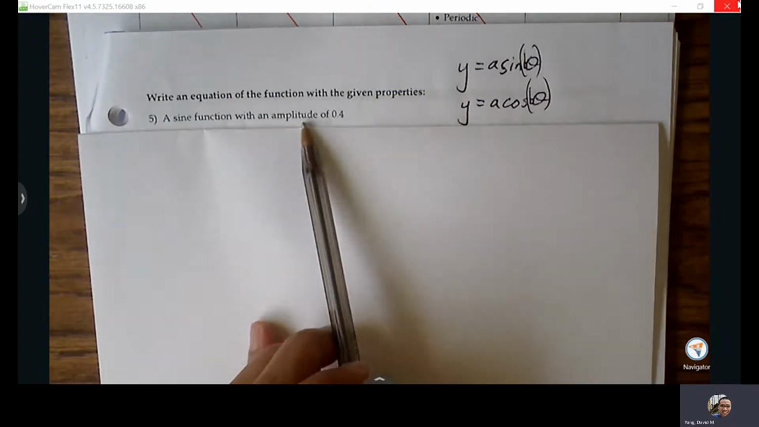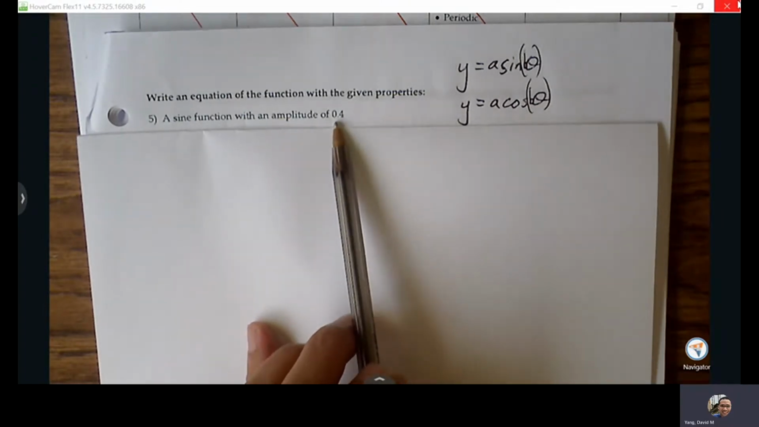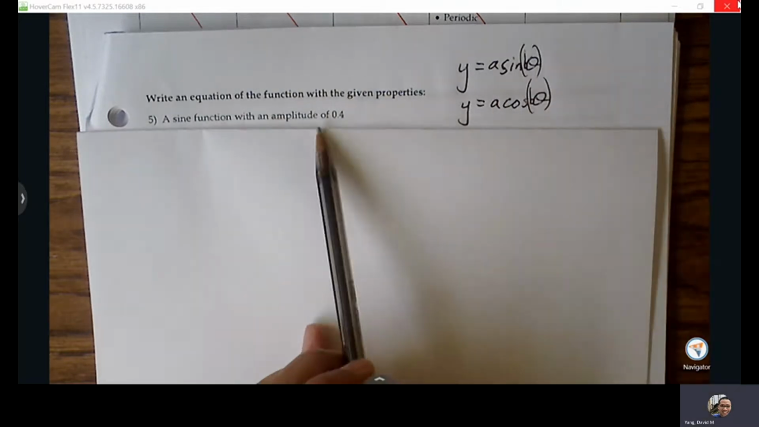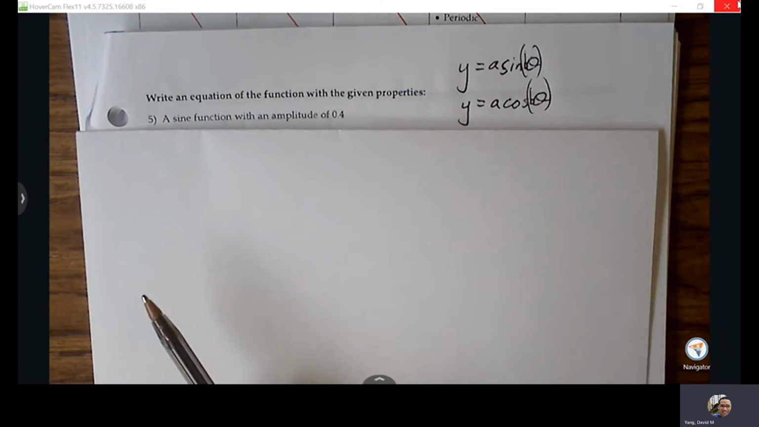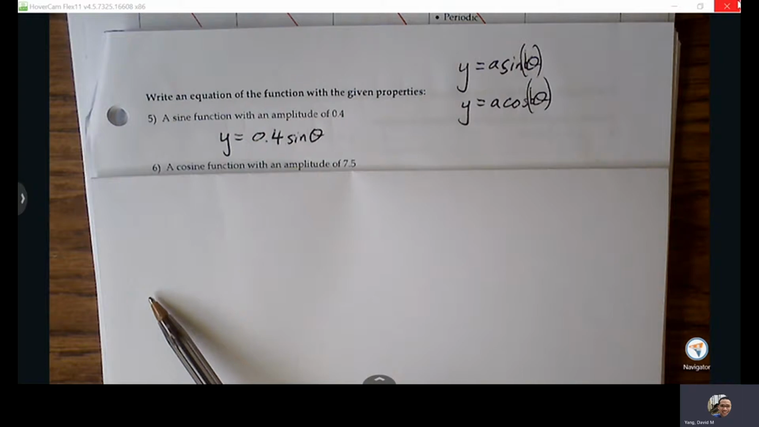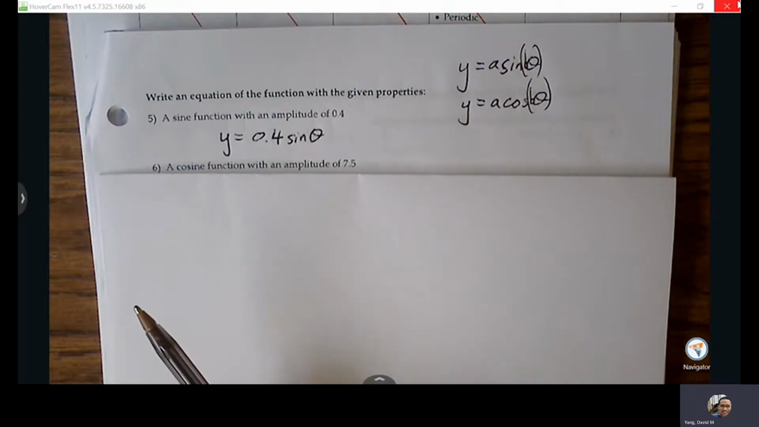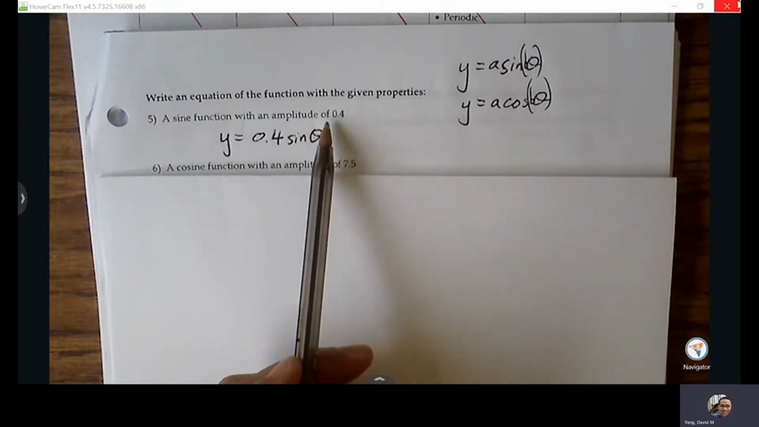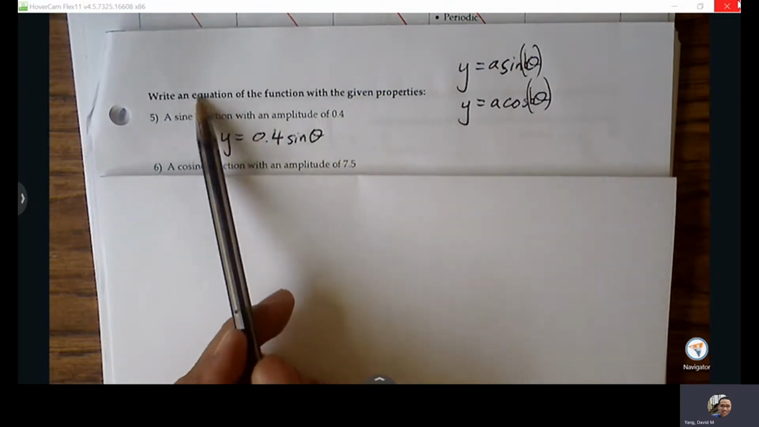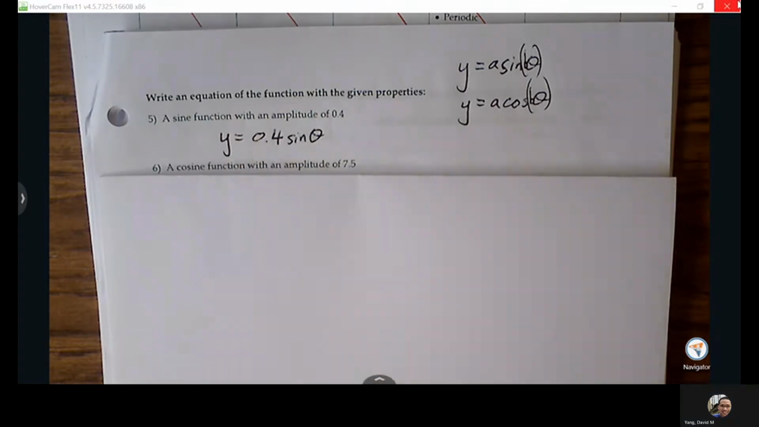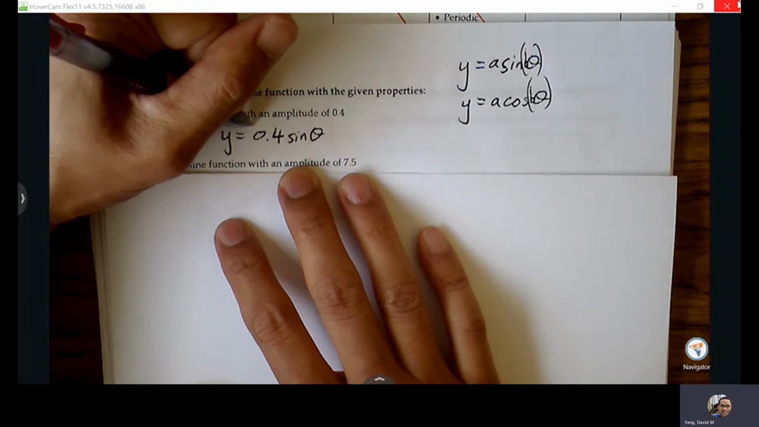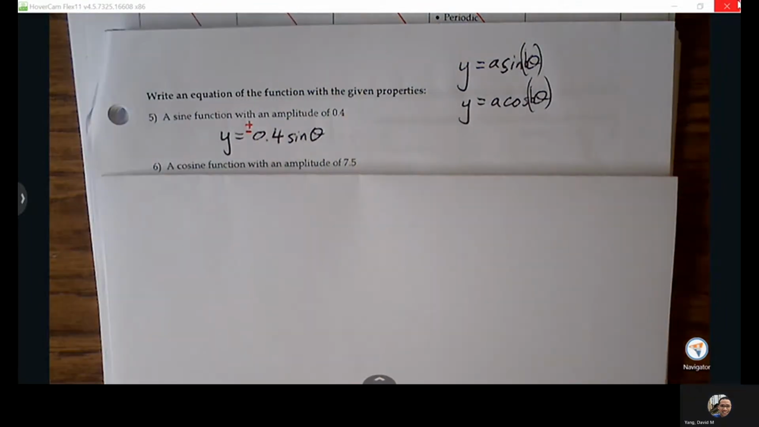So if it's a sine function with an amplitude of 0.4, what's that going to impact? The a, right? So amplitude of 0.4. So we say y equals 0.4 sine of theta. Technically, amplitude of 0.4 could mean that the a is positive or negative. So we could say plus or minus, but it just says write an equation. But technically, an amplitude of 0.4, a of -0.4 could also work.